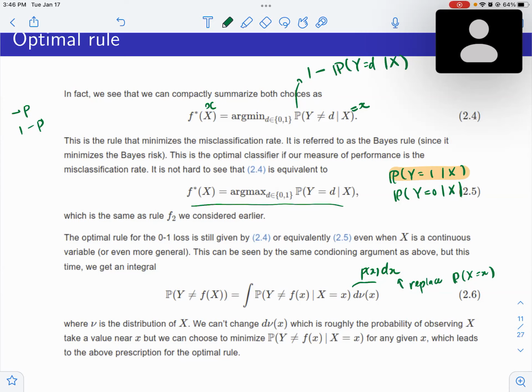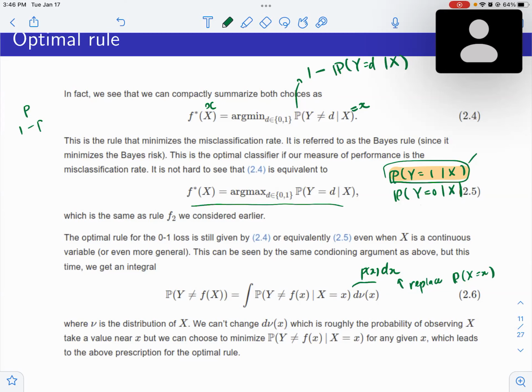When p is greater than 1/2. And if it's less than 1/2, then 1 minus p would be bigger. So I can rewrite this decision by just looking at this and thresholding it at level 1/2. Instead of trying to compare the two, because the other one is 1 minus this one, I just look at the value of this and compare it with 1/2. If it's bigger, my decision is going to be 1. If it's less than 1/2, my decision is going to be 0, because then this would be the bigger one.